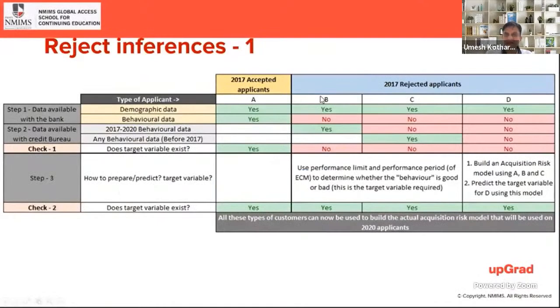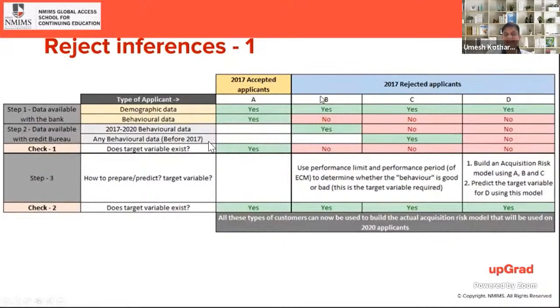Reject inference. Please, let's take a look at this. You have 4 segments of applicants that have come to you: segment A, segment B, segment C, and segment D. Do you have demographic data on all of them? Yes, you do. Do you have behavioral data? Yes, you have behavioral data for the first segment, but not for the other 3 segments. Do you have behavioral data between 2017 and 2020 for the other segments? You only have it for the B segment, not for C and D.